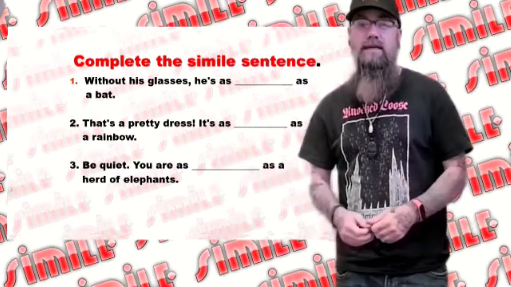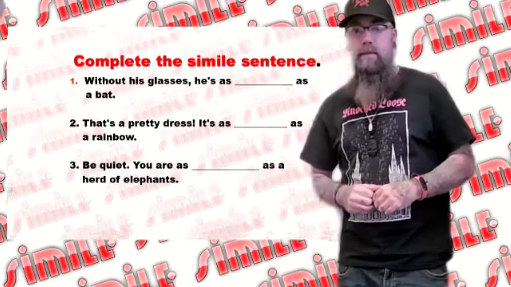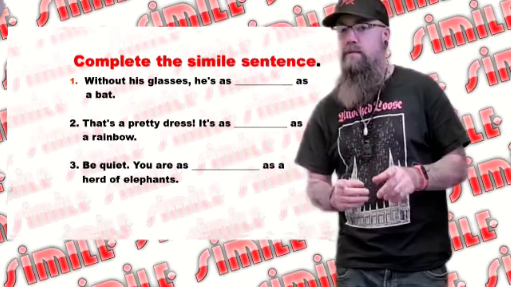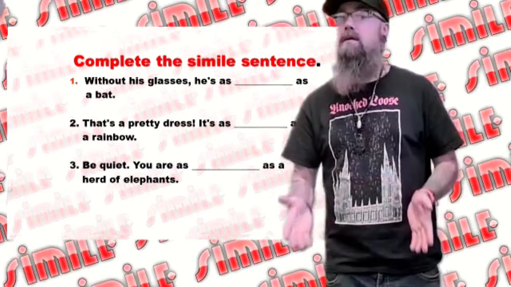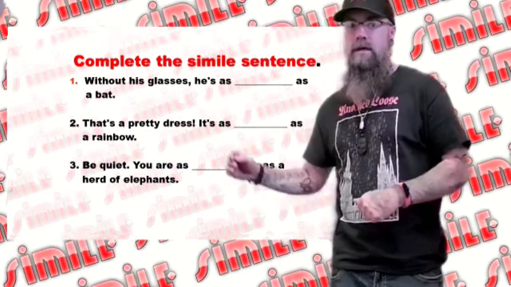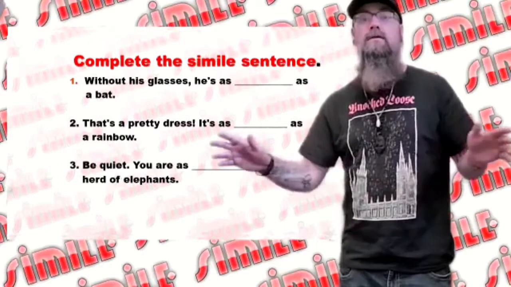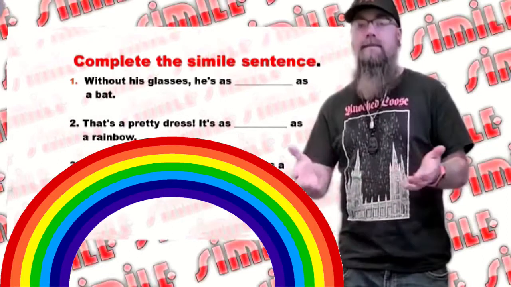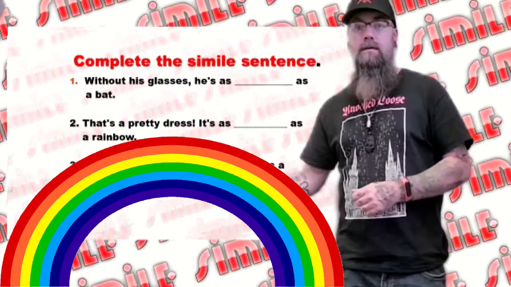That's a pretty dress. It's as blank as a rainbow. Well, think about a rainbow. What does the rainbow have? A lot of colors. So here we go. That's a pretty dress. It's as colorful as a rainbow. There's our simile.